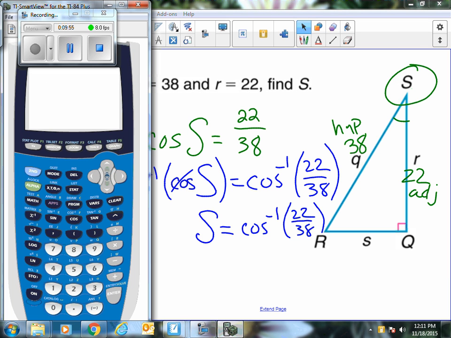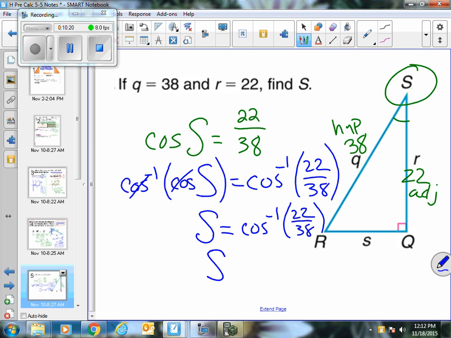So for this first one, let me show you on the calculator what that means. Double check your mode, make sure you're in degrees. All right, so we type in inverse, so second cosine, and then just your fraction, so 22 divided by 38. And enter, and we get 54 point, and we're going to round to tenths, I think, 54.6 degrees. So angle S is equal to 54.6 degrees.